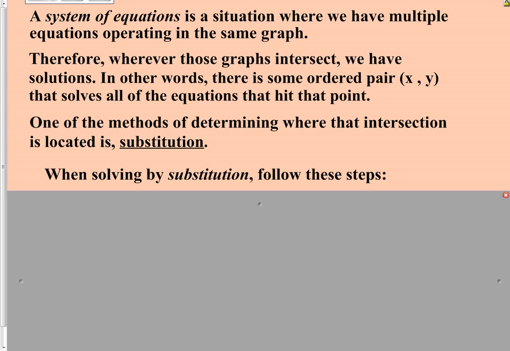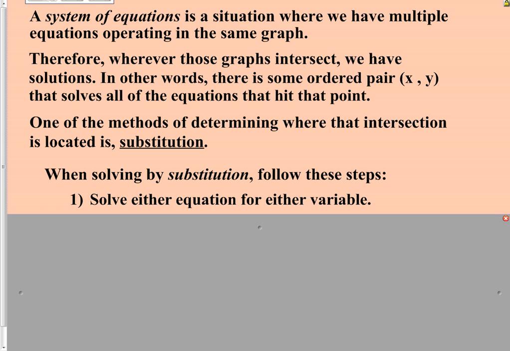So when solving by substitution, follow these steps. Step number one, we're going to solve either equation for either variable. You will have to make a choice. In your two equations, you will have several variables. Typically, you're going to have two x's, one in each equation, and two y's, one in each equation. You will make a decision which of those four variables looks to you like it might be the easiest one to solve for, and then we will solve for it.